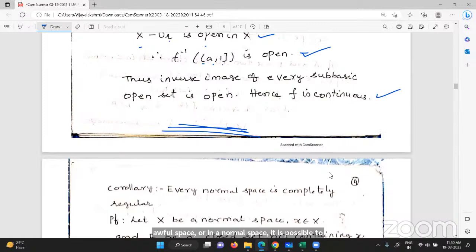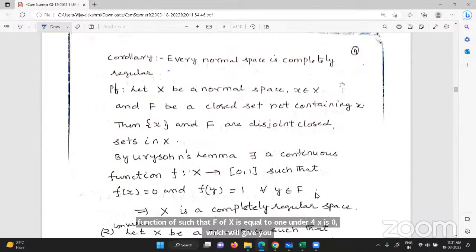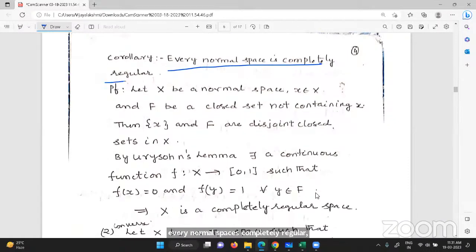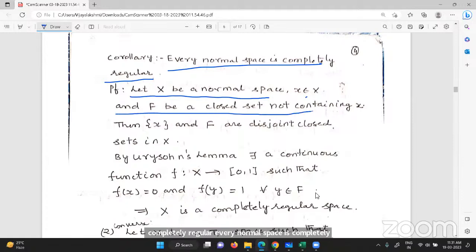So in a normal space it is possible to construct a function f such that f of x is equal to 0 and f of y is 1, which will give you that every normal space is completely regular. Why? Because let X be a normal space and x belongs to X. F is a closed set not containing x. Then x and capital F are disjoint closed sets in X.